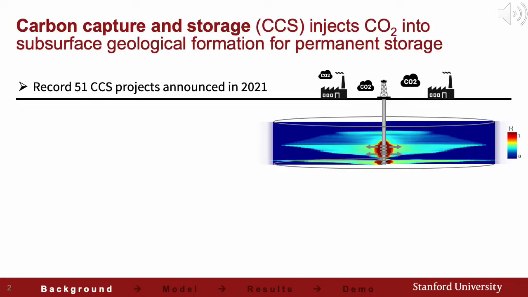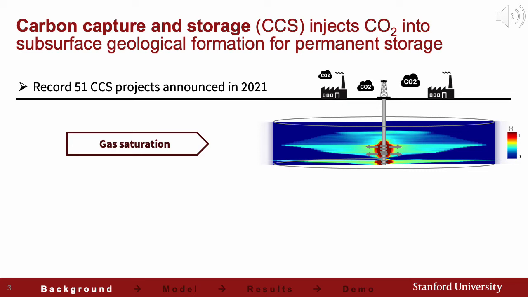Carbon capture and storage, or CCS, is a technology that injects supercritical CO2 into subsurface geological formation for permanent storage. The goal for doing CCS is to reduce the amount of CO2 that we emit into the atmosphere. In 2021, a record high of 51 new CCS projects were announced in the US. So in the near future, CCS will become one of the most essential components for climate change mitigation.